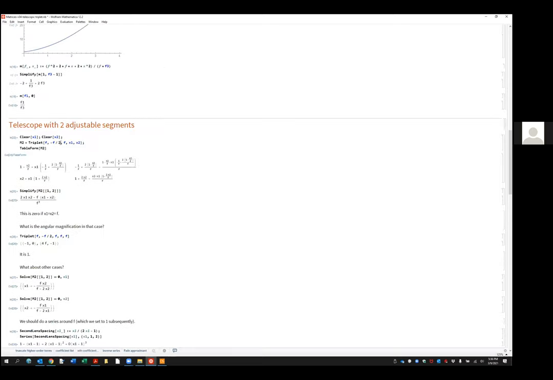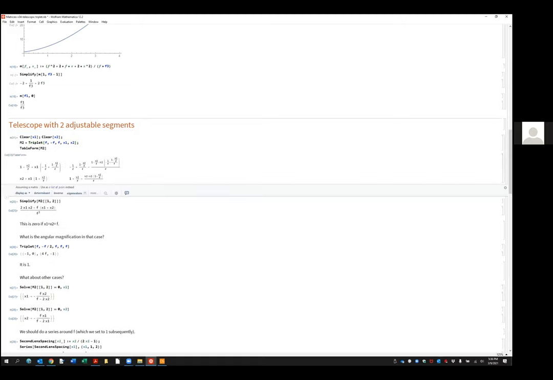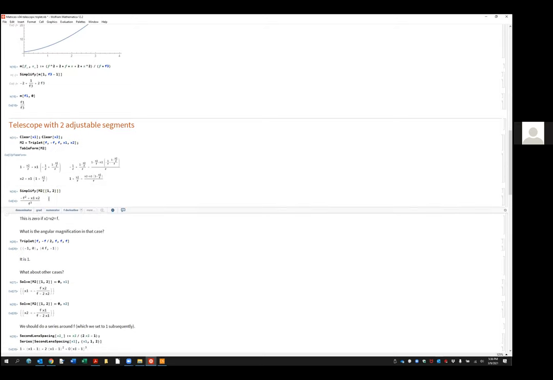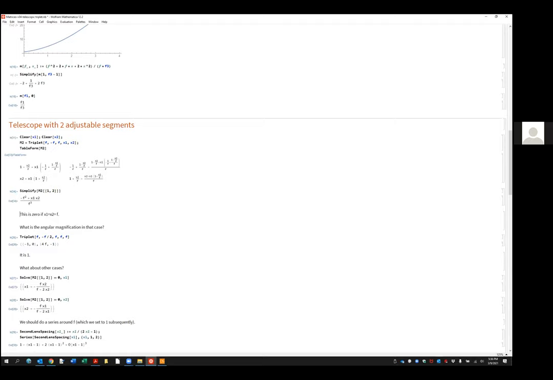Let's try something else. Some people design these things. They say, you know what, in this case, a little bit of field curvature won't be the end of the world. So I'm going to replace minus f over 2 with just minus f. Now I'm going to do it again. And this is also 0 if x1 equals x2 equals f. So again, the symmetric situations are working.